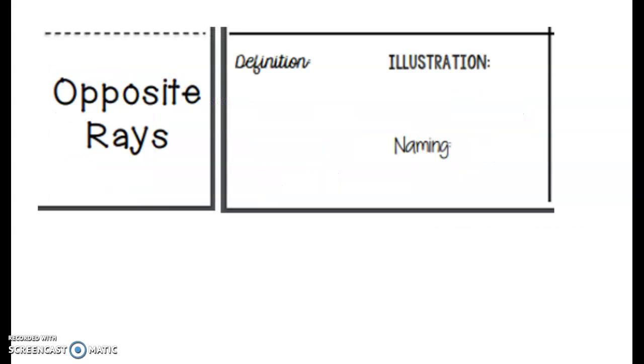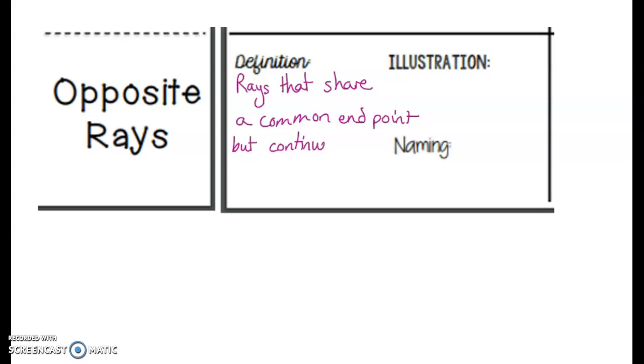All right, so now we're going to do opposite rays. Opposite rays are on the bottom left corner. So opposite rays are rays, you have two of them, that share a common endpoint but they continue forever in opposite directions. It's also two-dimensional. Really, opposite rays form a line is what they're actually doing.